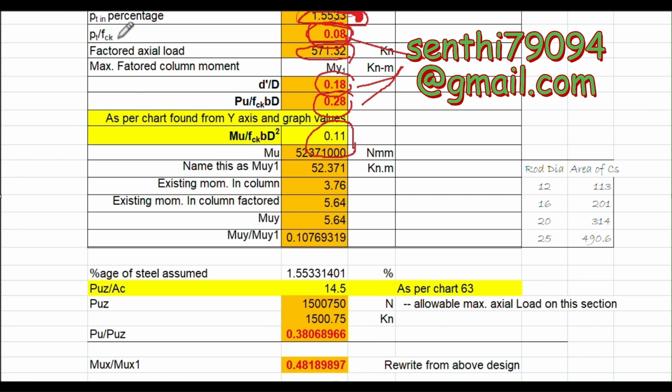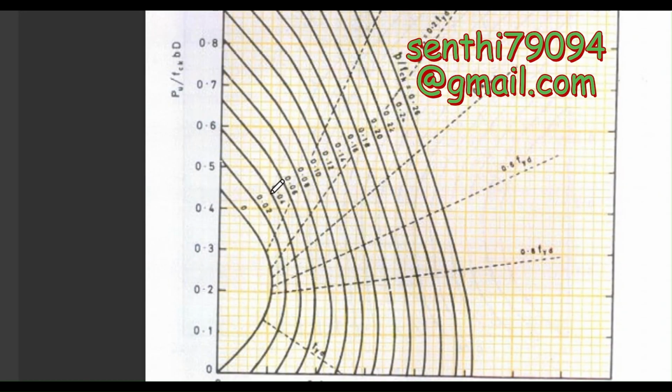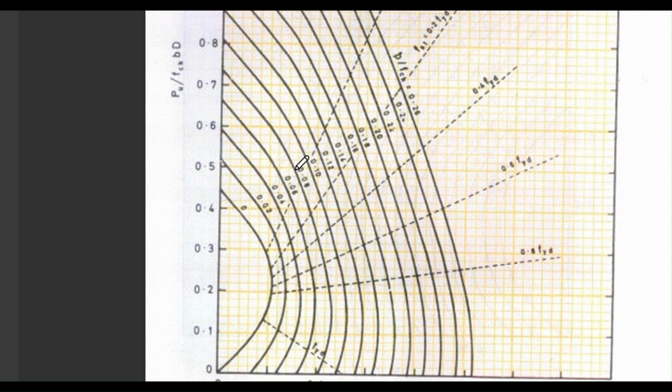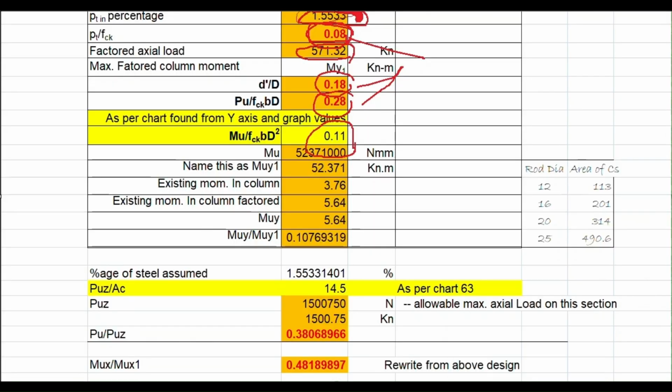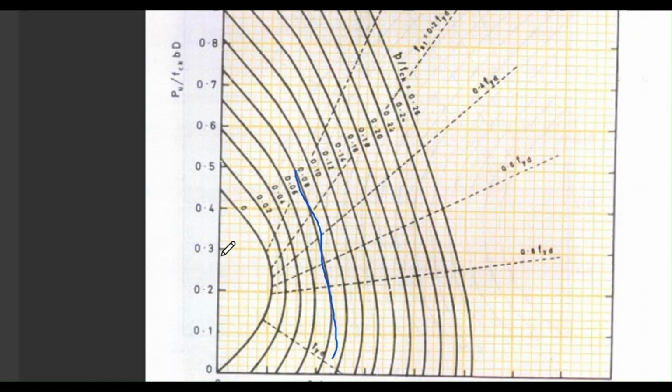In this, the p by fck value is 0.08. 0.08 is this graph. We are going to use this graph. What is Pu by fck? The y direction value is this one, 0.28. So the intersection of this point is this one we are arriving at. So going to the x-axis, this value comes as 0.11.